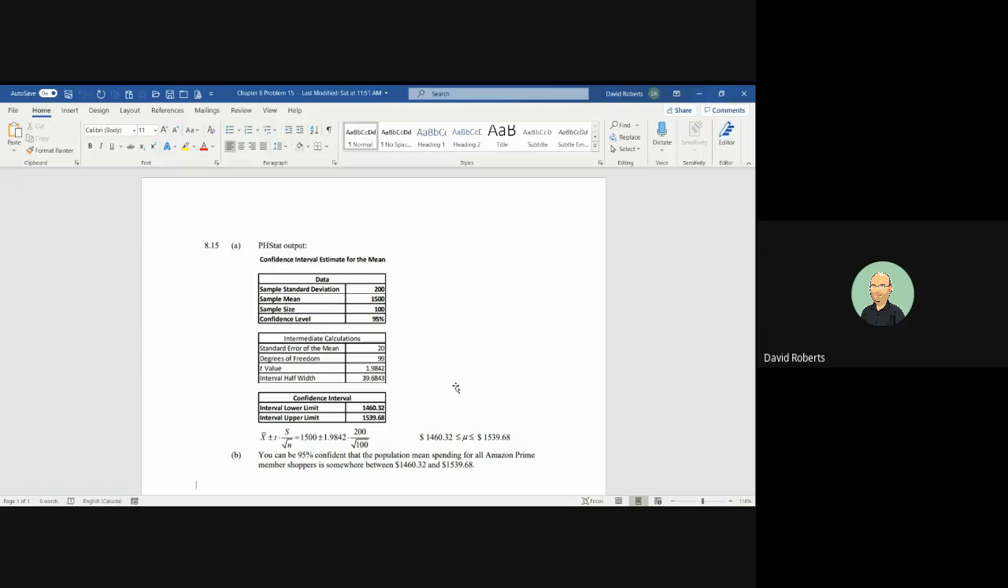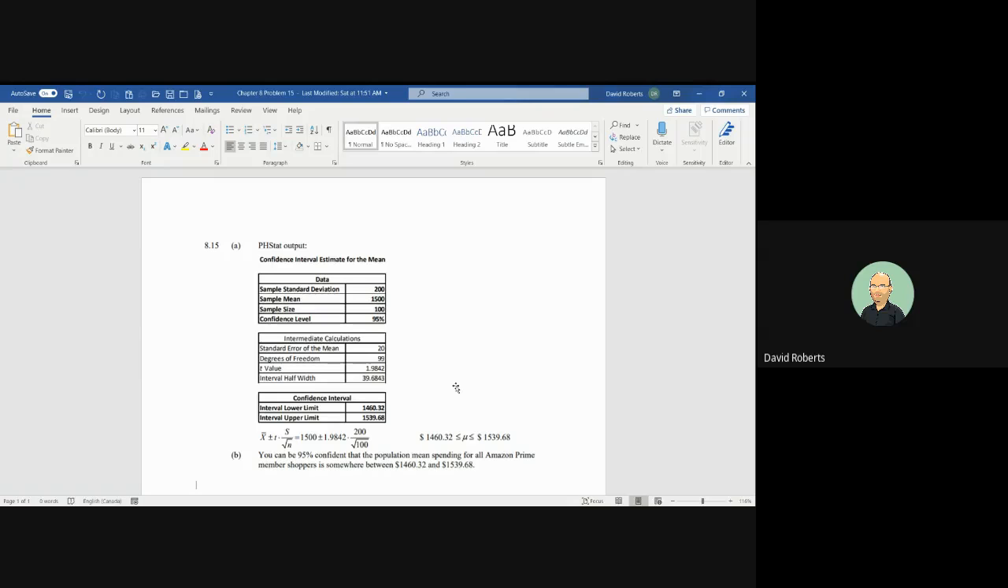But you could stand in front of a board of directors or anybody and say, I'm 95% sure that the average Amazon Prime user, all of them, would be between $1,460 and 32 cents and $1,539 and 68 cents. So that would give Amazon a very good idea what their average customer spends, and they will pay attention to this.